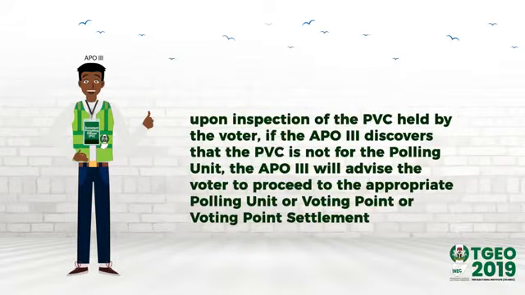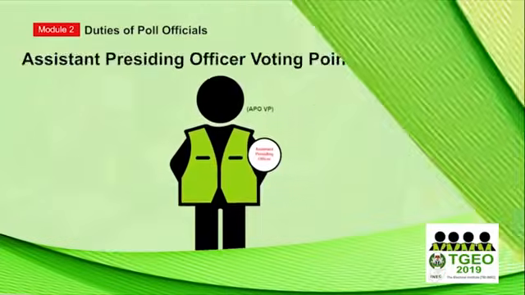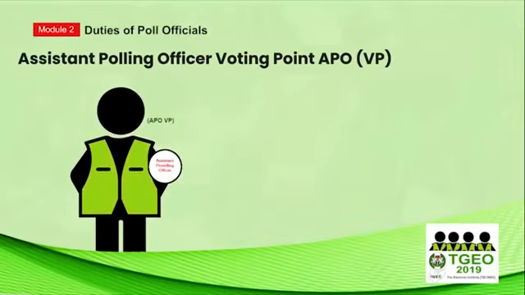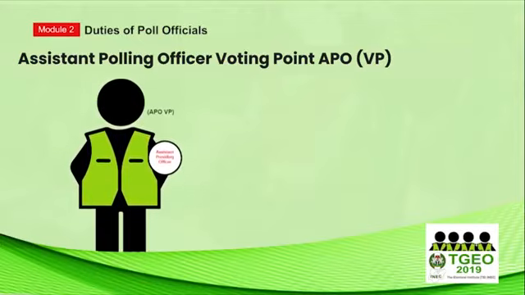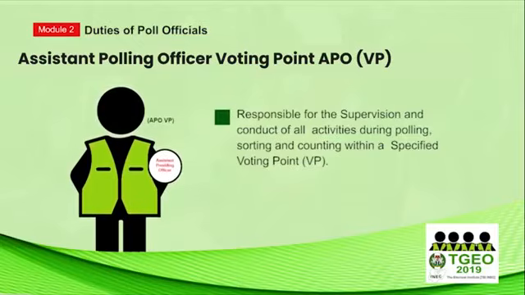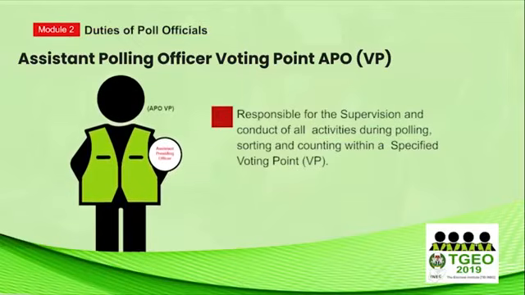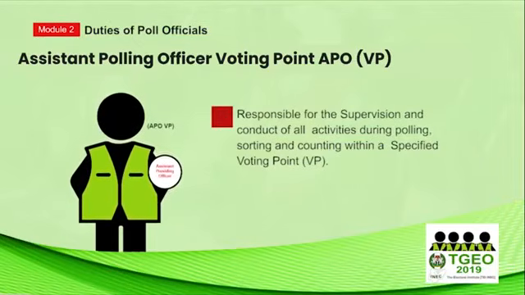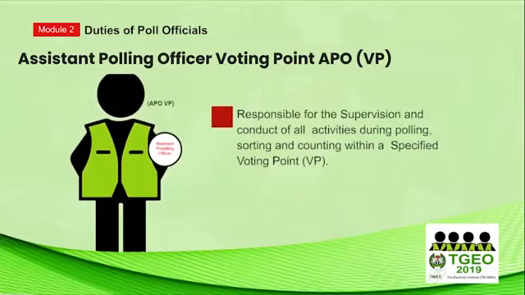If the PVC is not for the polling unit, advise the voter to proceed to the appropriate polling unit or voting point settlement. Assistant Polling Officer Voting Point, APOVP, is responsible for the supervision and conduct of all activities during polling, sorting and counting within a specified voting point, VP.